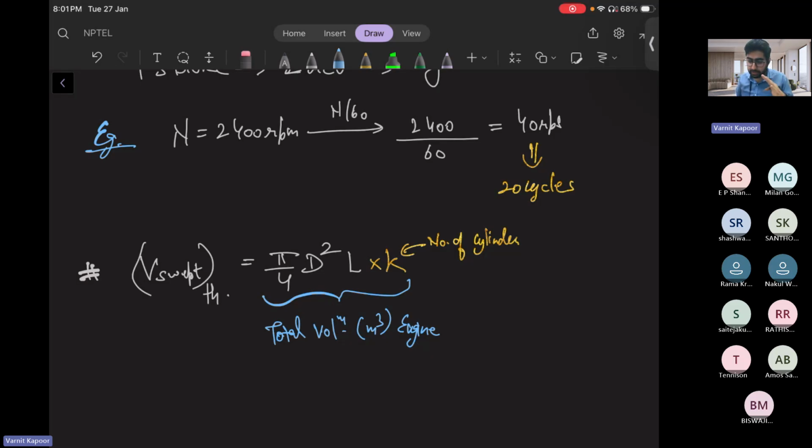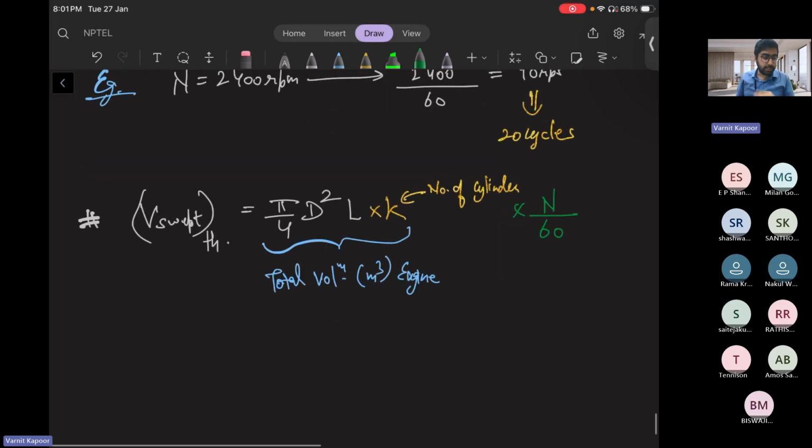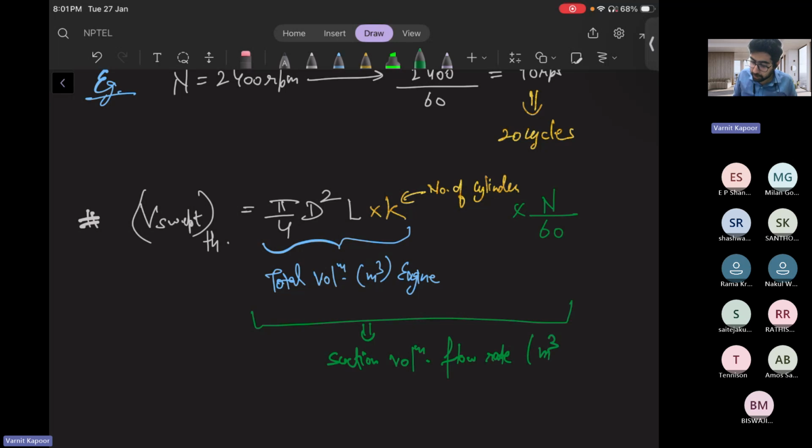If I say this is a swept volume, and if I say rate of swept volume, that means multiplied with n by 60, in revolutions per second. So this will be your suction volume flow rate. And this will be in meter cube, because this was in meter cube, and divided by 60, that means meter cube per second.